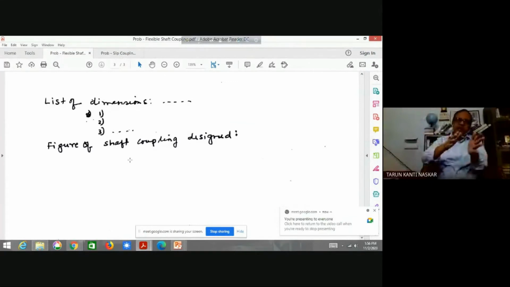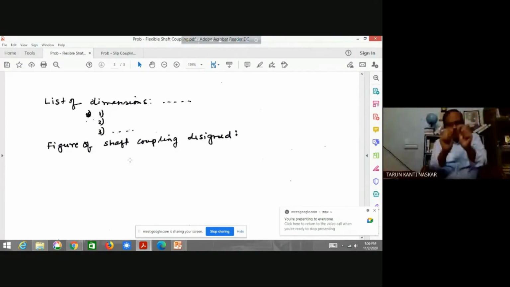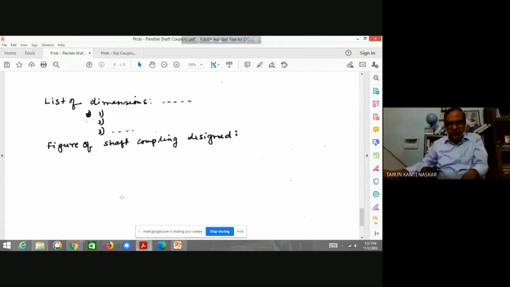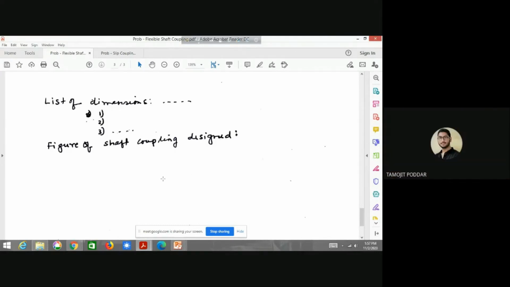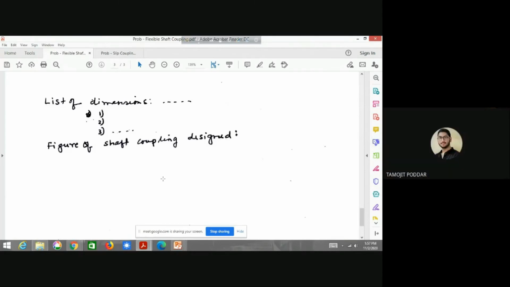Last portion means you have to list all the dimensions. That means when you solve the problem, you have to list all the dimensions, 1, 2, 3, 4, etc., whatever dimensions you have found out. Clear? Then you have to draw the figure of the shaft coupling design. So you have to draw the figure here. Clear? Then the entire thing is completed. That means you consider the design equations, find out the dimensions, list all the dimensions, then draw the figure. Then the design is complete for your exam purpose. Clear? Okay.